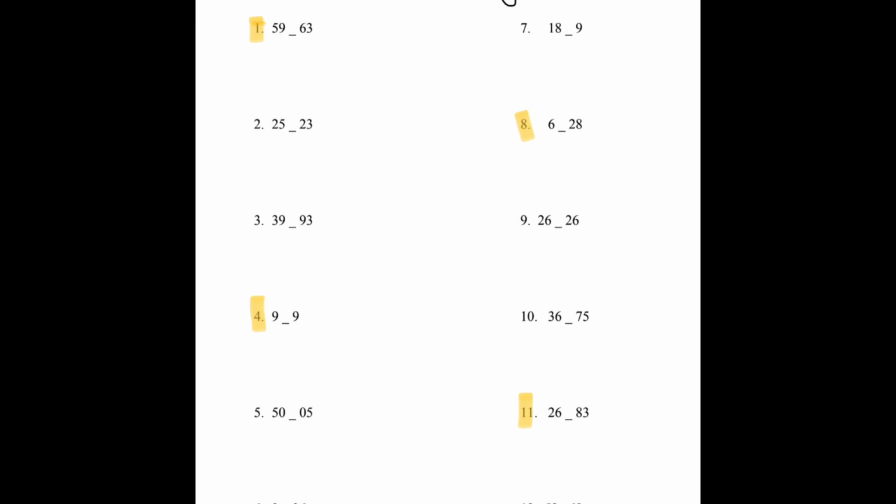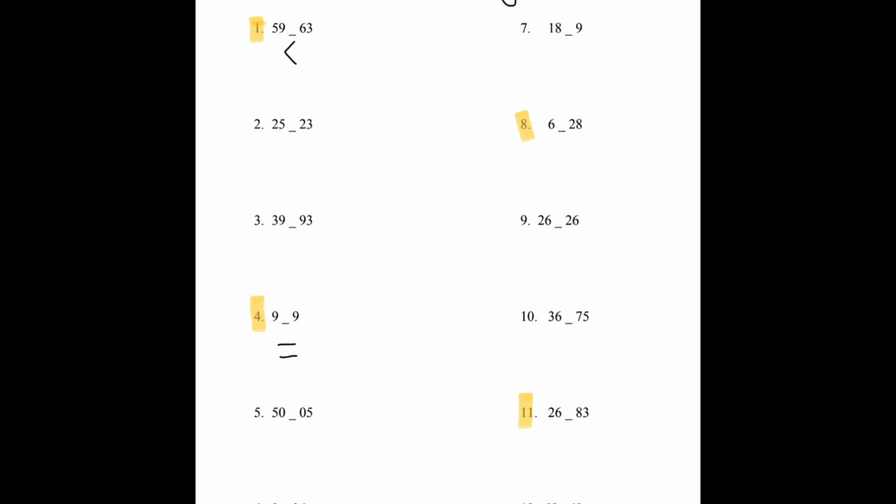So, as you know, 63 is greater than 59. So this one is going to be like this, because 63 is bigger. Okay, number 4. Number 4, the numbers are equal, so there is no greater or less than. So this one we're supposed to put equal, because it's two same numbers.